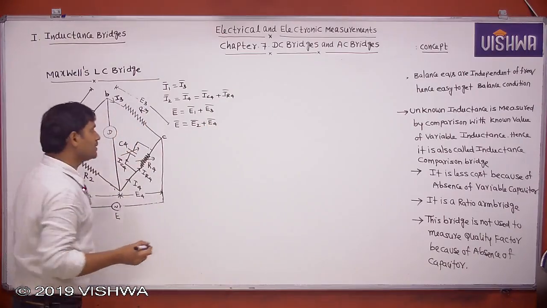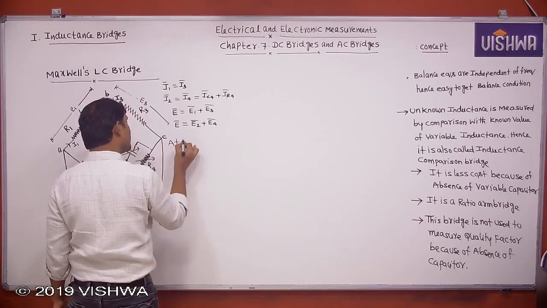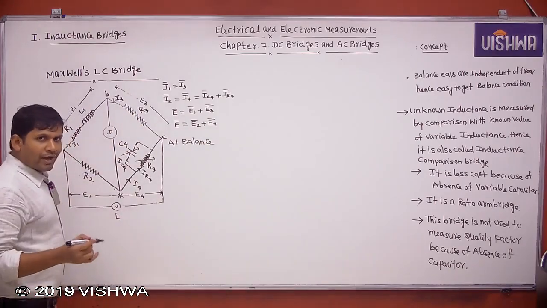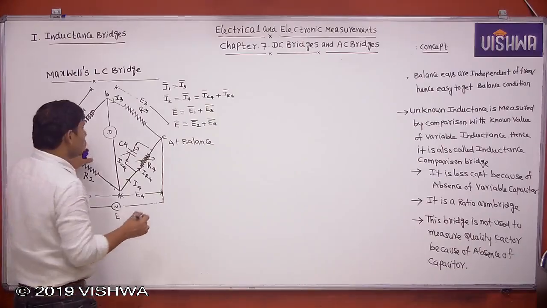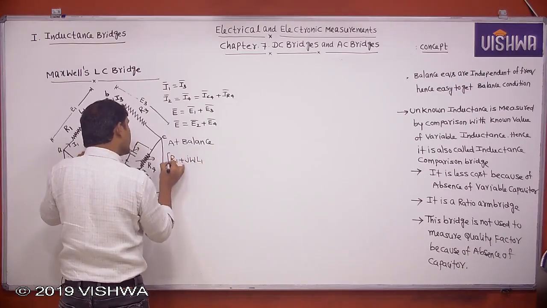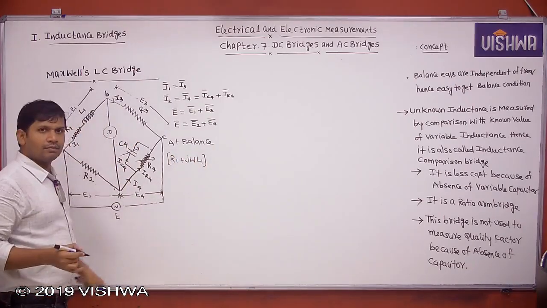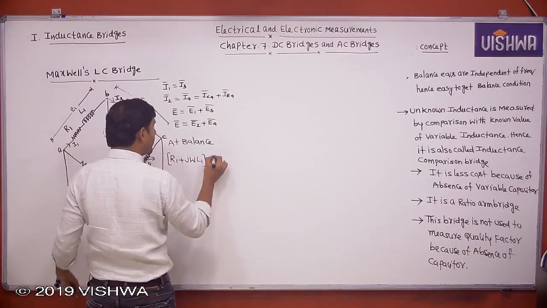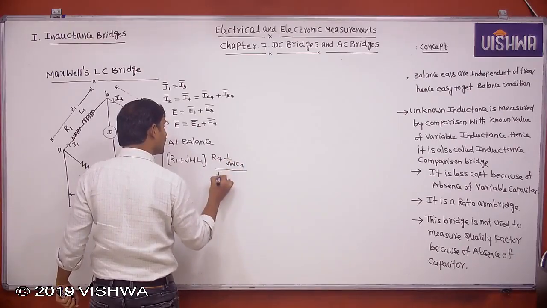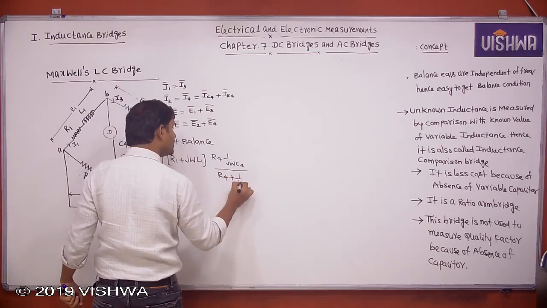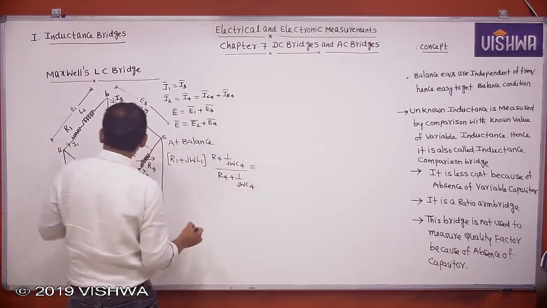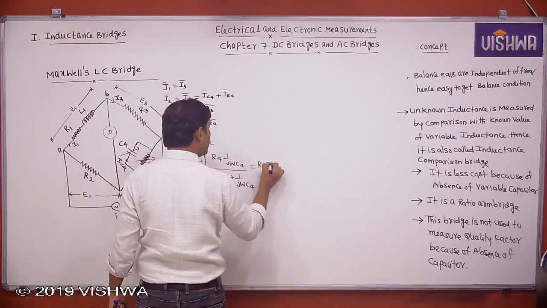Now see, at balance, we can apply the balance condition. How we are writing the impedance, that you concentrate. These two are series. That's why R1 plus j omega L1. Simplification also we concentrate. These two are parallel. That is R4, product of opposite impedance. R4 into 1 by j omega C4 by R4 plus 1 by j omega C4 is equal to R2 R3.